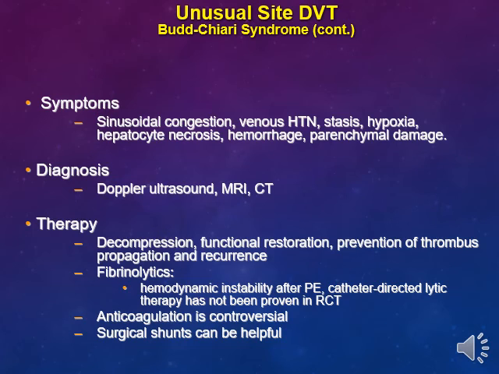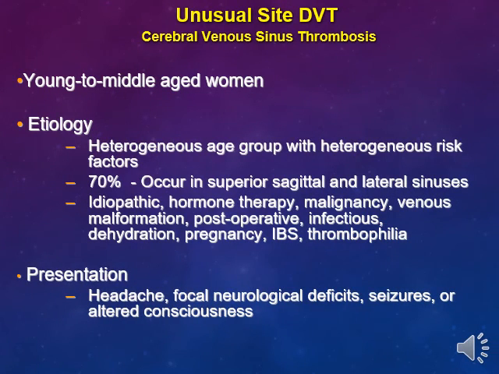The patient comes with venous hypertension, hypoxia, hepatocyte necrosis, hemorrhage, diagnosed by Doppler ultrasound, MR, and CT, and the treatment is anticoagulant therapy, lytic therapy, or we can use a surgical shunt like TIPS and insertion of stents in the hepatic veins.